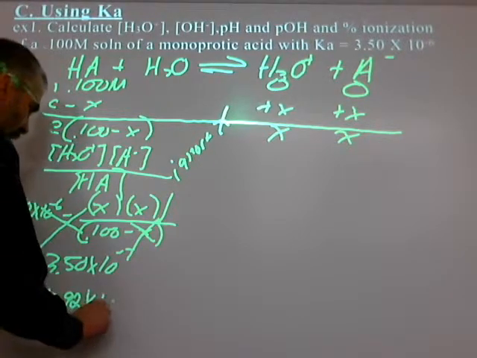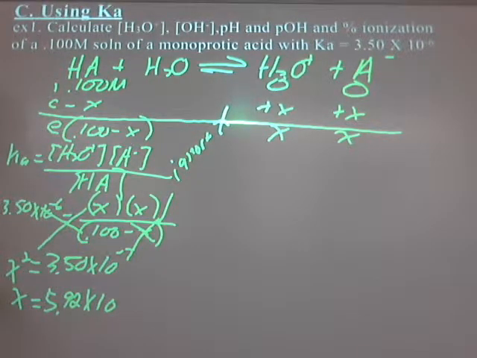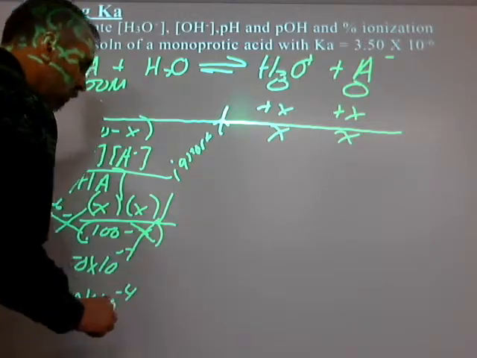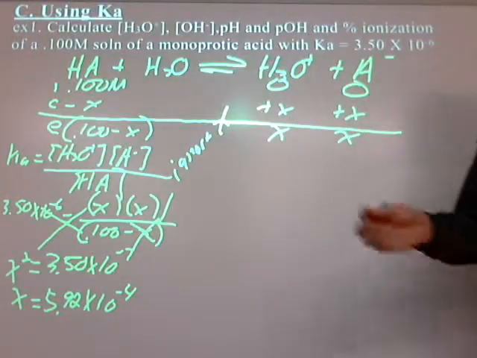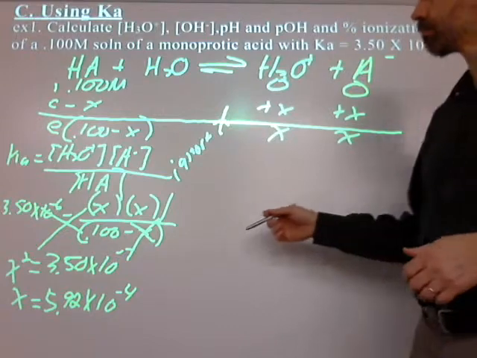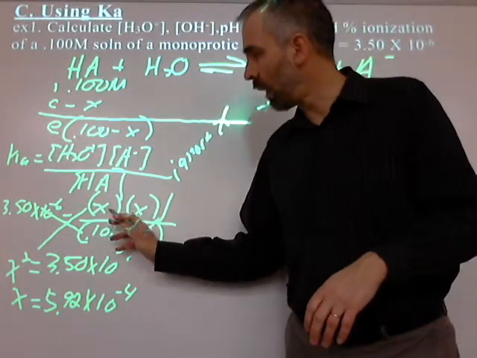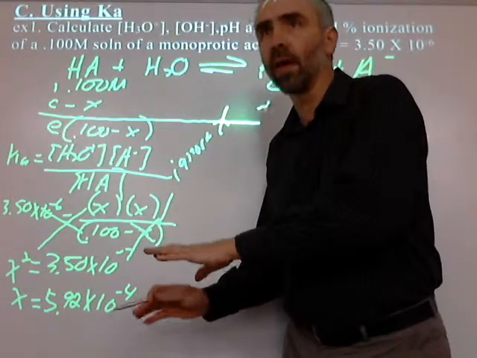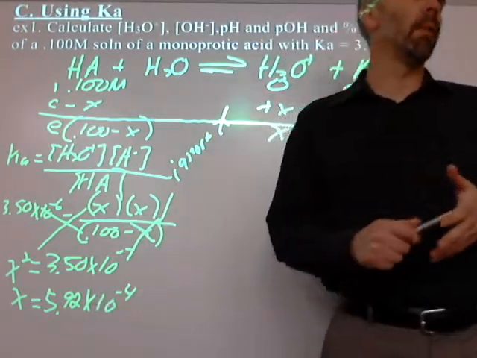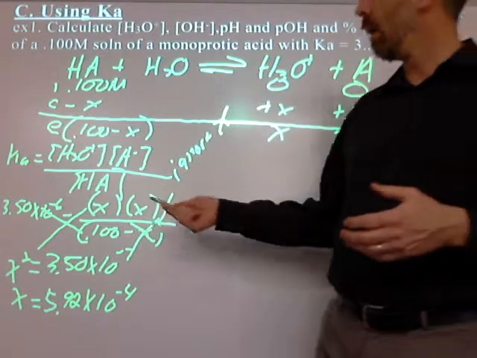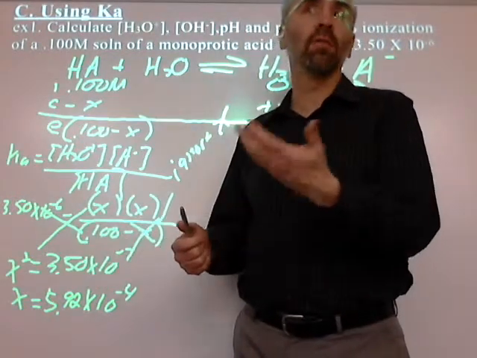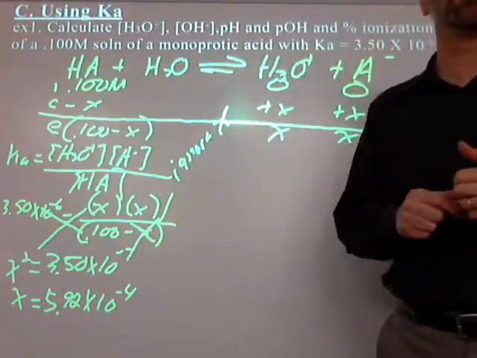5.92 times 10 to the what? Negative 4. Okay? So like I said, x is such a small number. If you had done this right at this point and not ignored x and gone through the whole thing, you would have gotten pretty much the same number. It may have been slightly different, but when you rounded it off to the significant figures, it would have come out to be virtually the same number.